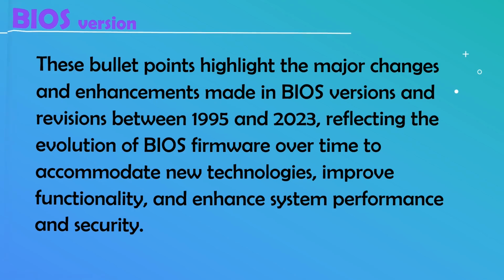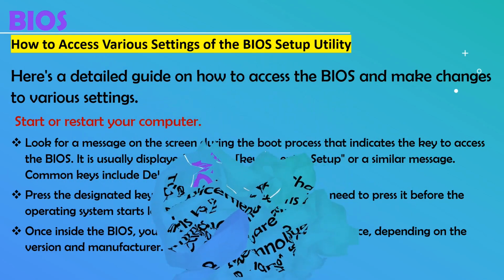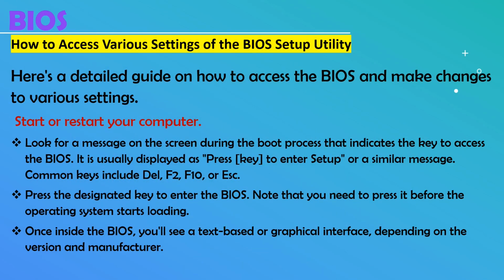How to access various settings of the BIOS setup utility. Here's a detailed guide on how to access the BIOS and make changes to various settings. First, start or restart your computer. Look for a message on the screen during the boot process that indicates the key to access the BIOS.